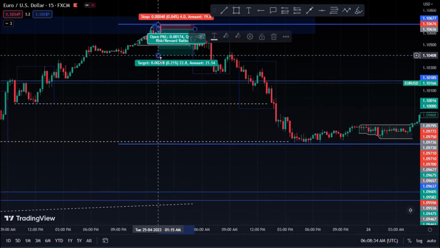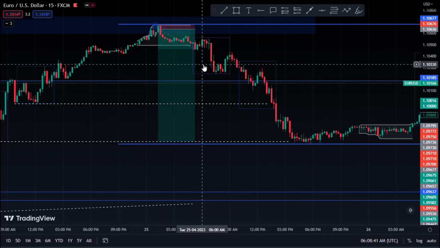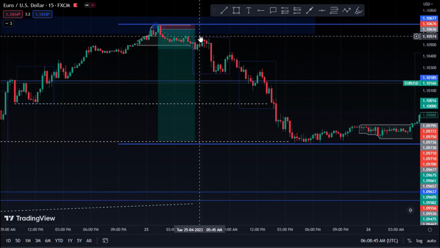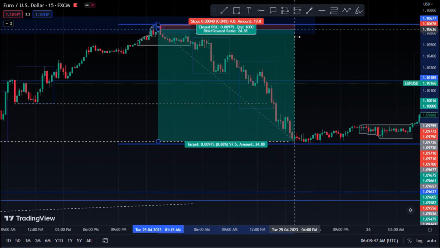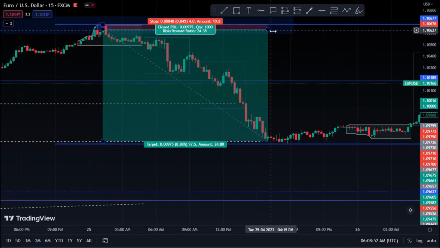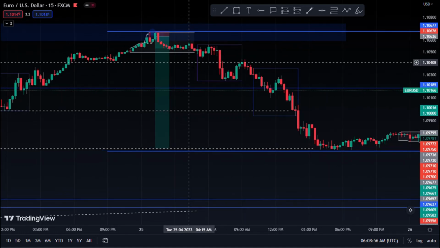Then as you can see, this entry is how much? 1:24 RR. So this was a super easy trade that I took, and the TP was so easily hit. And let me show you how you can get another entry on this 15-minute or 1-minute time frame.